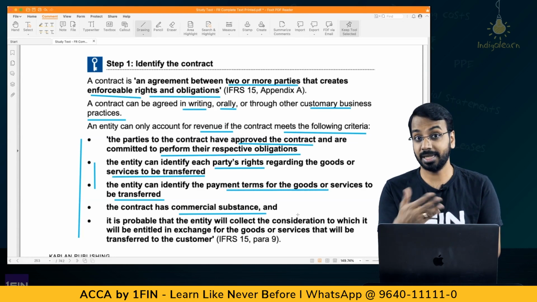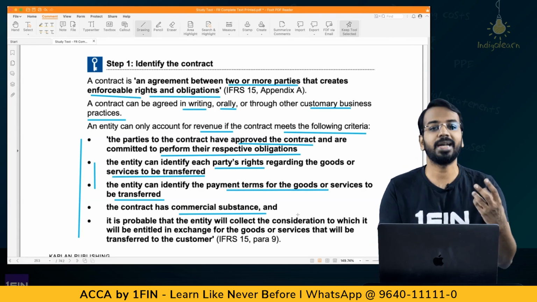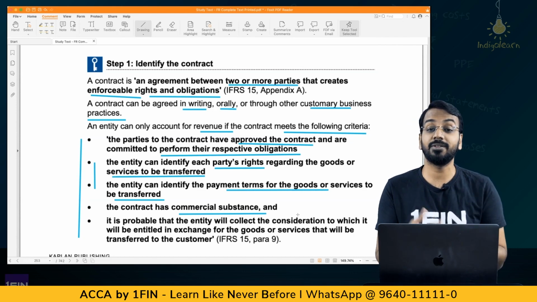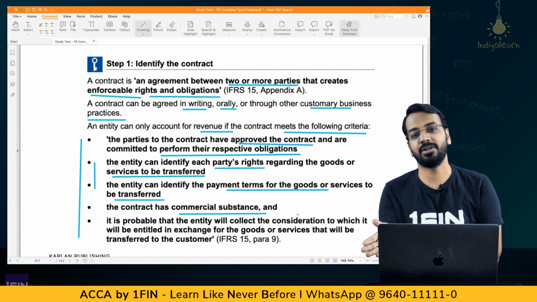But then take the other case. I give my car to you. I take a machinery from you. In that case, the way I will benefit from the machinery will be very different from the way I will benefit from the car.